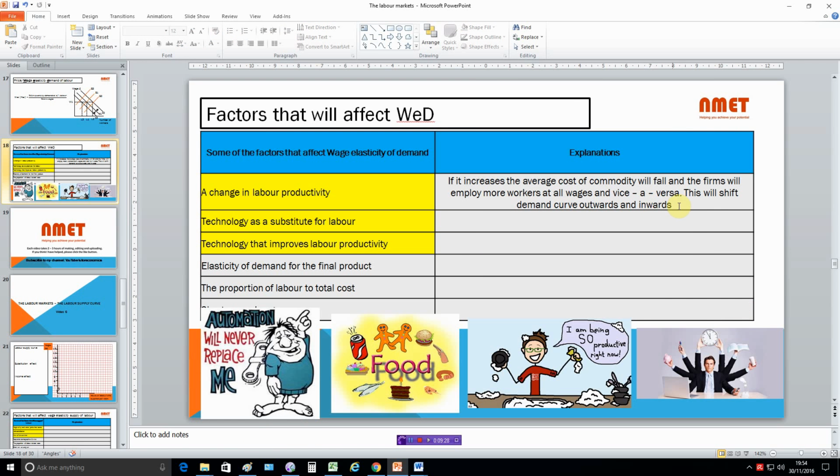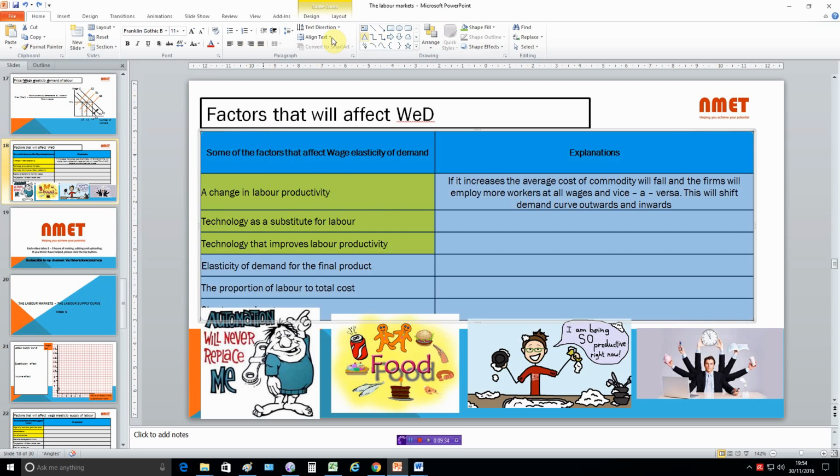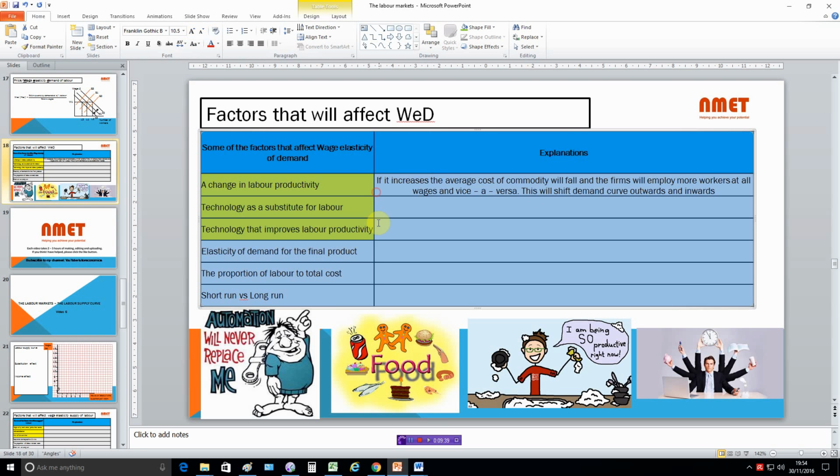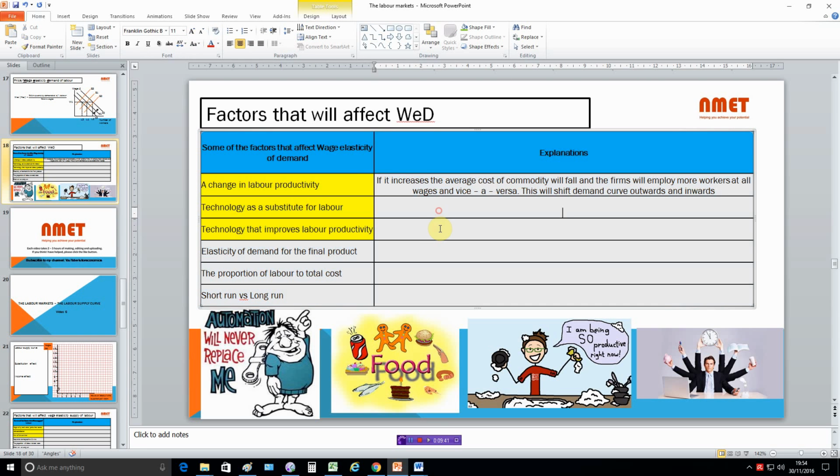Are we happy with this? Let me just change the size of the font so that we can fit in more. Now, technology as a substitute for labor. Again, Tesco self-checkouts. They have put in more self-checkouts and got rid of cashiers, till checkouts.